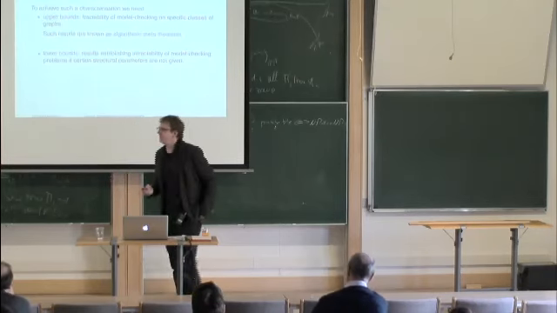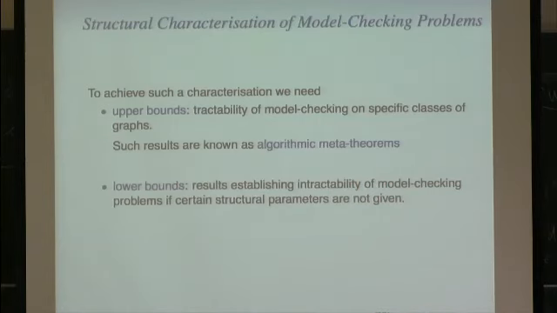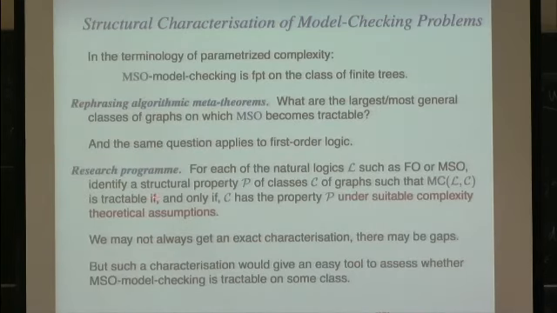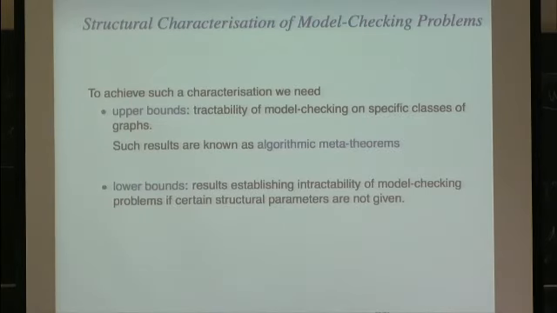All right, I think this is enough introduction after half an hour. So there are two parts of the tutorial. In this calculation you see here we need upper and lower bounds, tractability results and intractability results. And these are the two parts of the tutorial. The first are upper bounds, where I want to present algorithmic meta theorems or tractability results for model checking problems on specific classes of graphs. And then tomorrow in the second part of the tutorial, you see corresponding lower bounds where we prove intractability results for logics on classes.